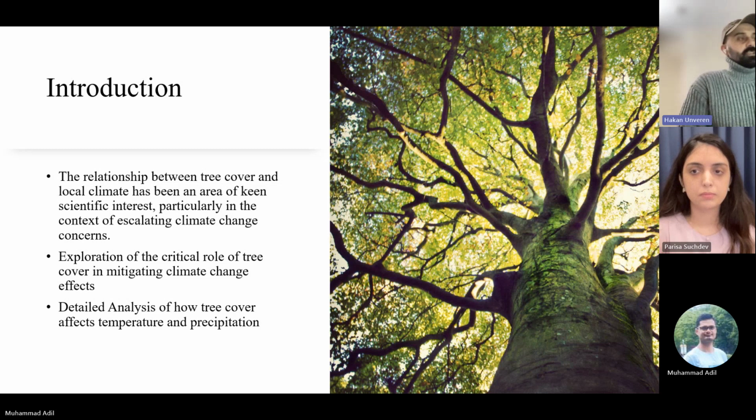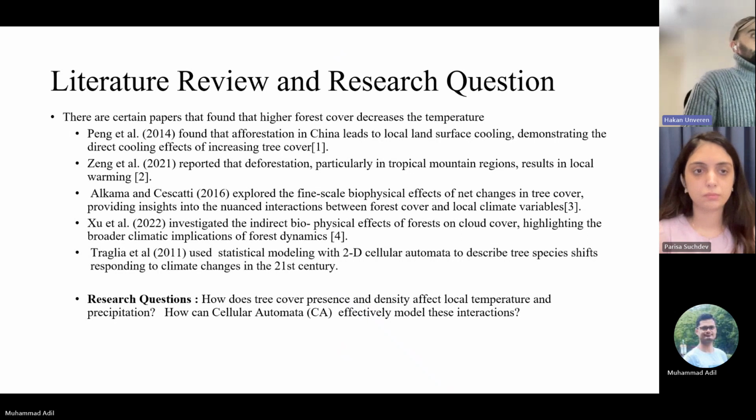Our starting point is in the literature. There's a paper, the Triclay paper, which was published in 2011. She used statistical modeling with 2D cellular automata to describe tree species shifts responding to climate change in the 21st century. Our research, based on this paper, is our starting point. Our research question is how does tree cover presence and density affect the local temperature and the precipitation, and how can cellular automata affect the model?